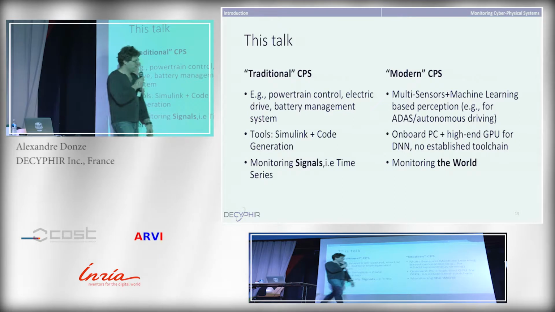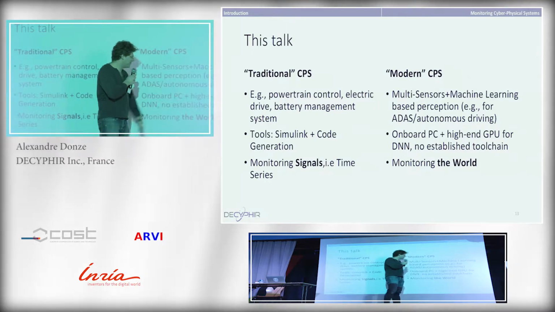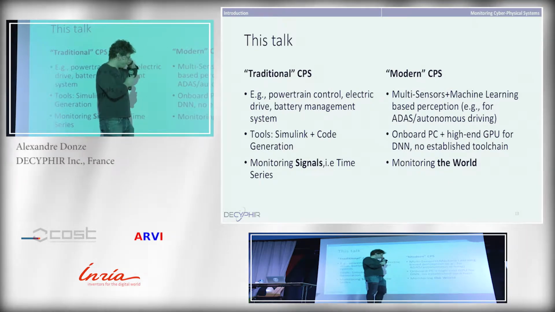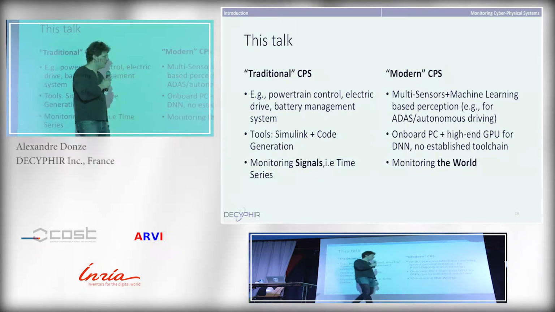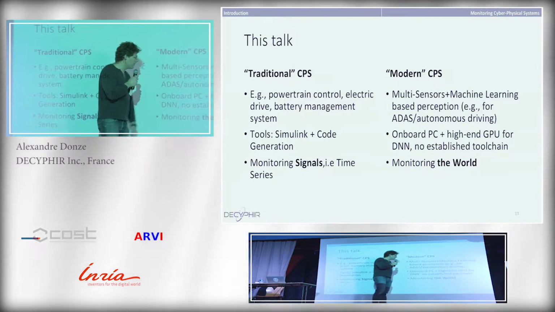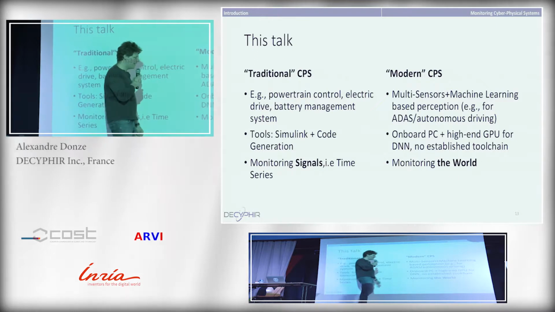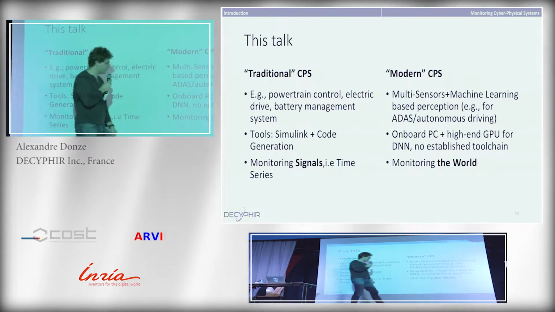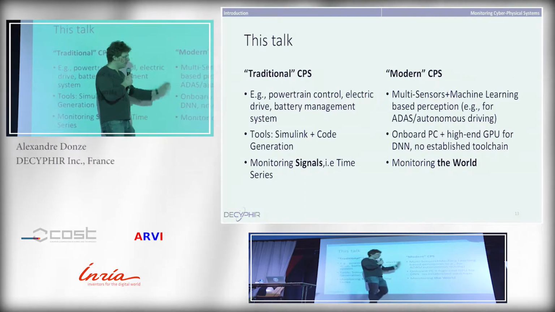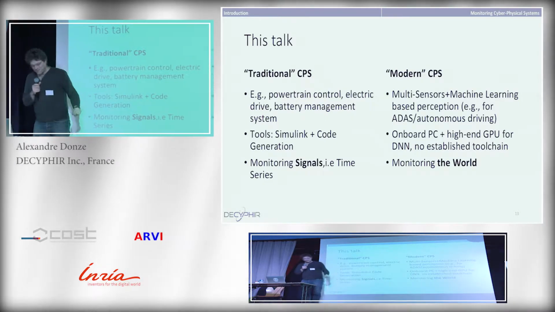And I wanted to talk about more modern CPS, which is all those nasty things they do now with machine learning-based perception and multiple sensors, which they want to do for ADAS. ADAS is an advanced driving assistance system, and that goes toward autonomous driving. In that context, it's still a mess. You have an onboard PC with a high-end GPU for deep neural networks, and there is no established toolchain. These systems look at the world around them, and what you're monitoring here is the world. And what can we do with that?